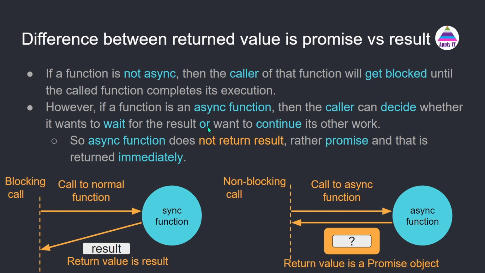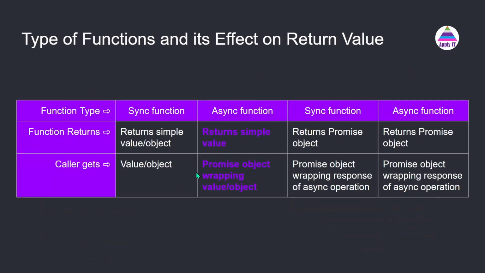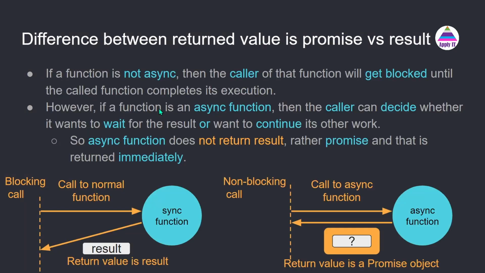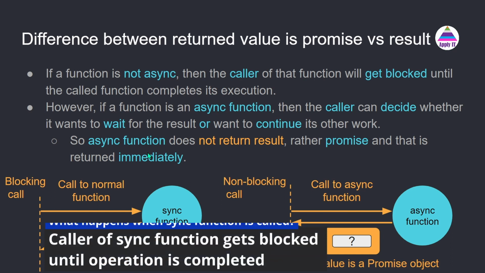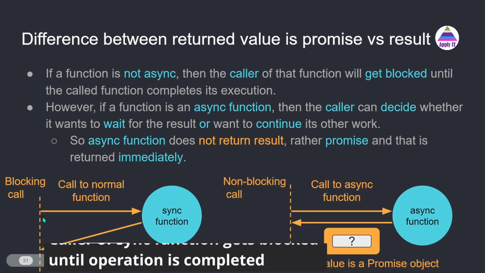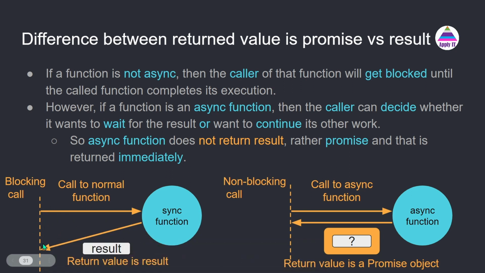Whenever a function is not async, we are trying to understand this case that the function is a synchronous function. When the function is not an async function, then the caller of that function will get blocked. You can see here that the caller is making a call to a synchronous function. The caller will get blocked and will get that result at some later point. That is shown here, this is the indication that it is a blocking call. So a synchronous function is going to return the result. The return value of this sync function will be the result itself.